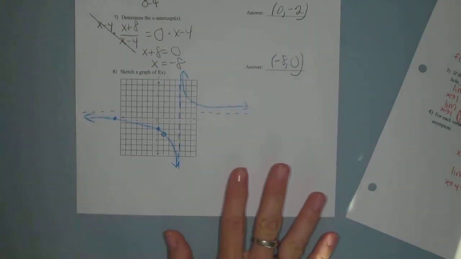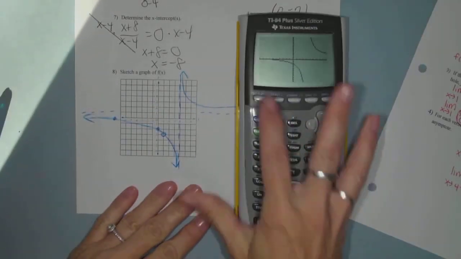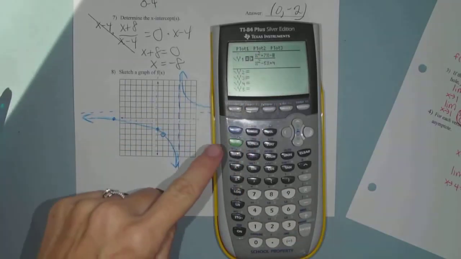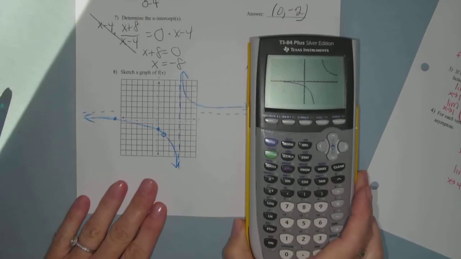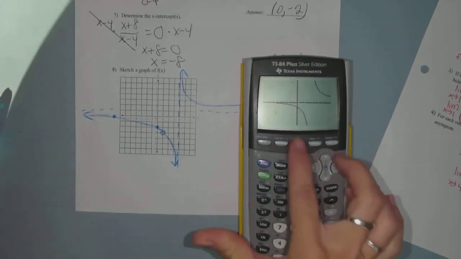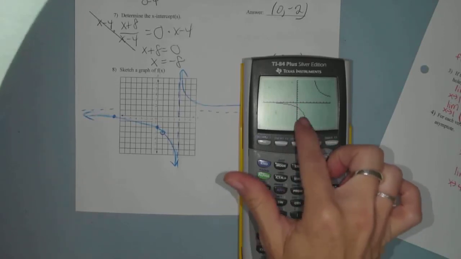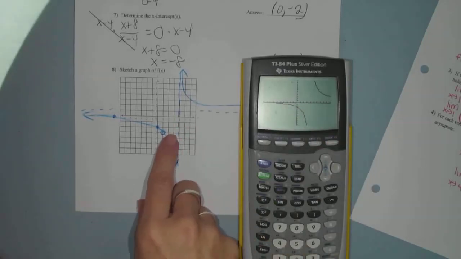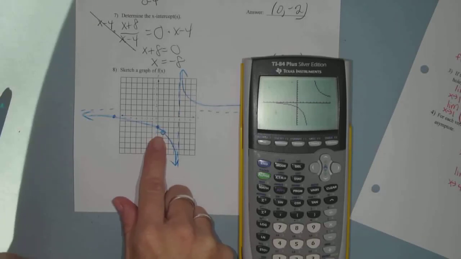Now, I took the liberty of typing this function into the TI-84. If you look, there it is, y equals, and I put the original function in. And when you hit graph, you see that we match. The only thing I want to alert you to is that on the TI-84, you can't visually see the hole. It's not going to just draw a hole for you. So that's why doing this by hand is really important, because we know there is a hole at 1, -3.